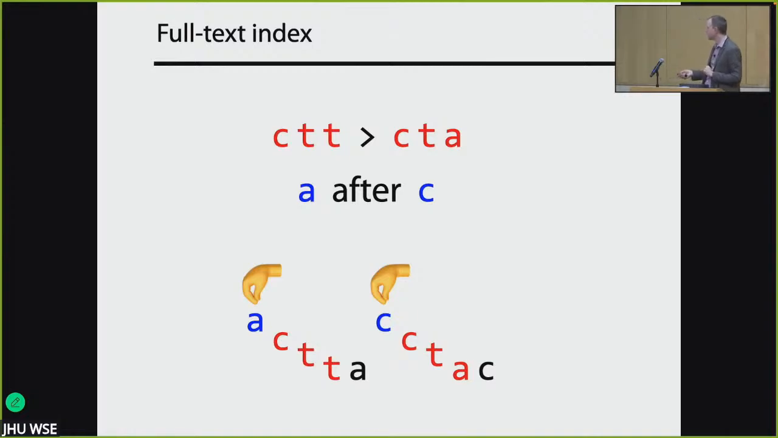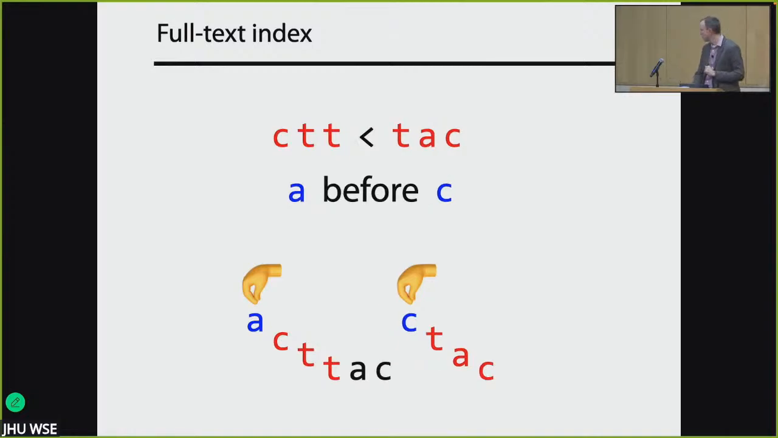Let's pick this C right here instead. There we go. So I just moved over to that other C, right? This C has a different context. Its context is TAC. So if I compare CTT to TAC, well, CTT comes first. So in the case of this C, the A is going to come before this C. Okay, so now we know a little bit about what the new order is going to be. It's going to have this C before this A, before this C.